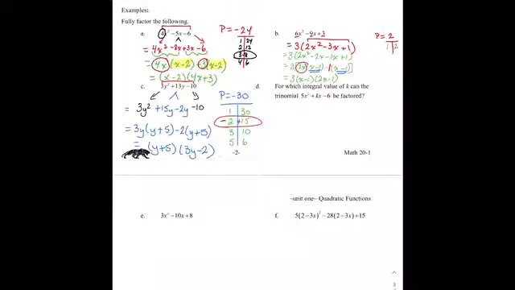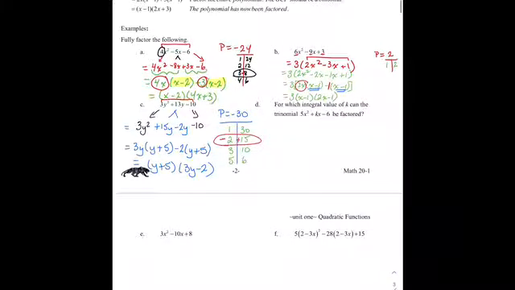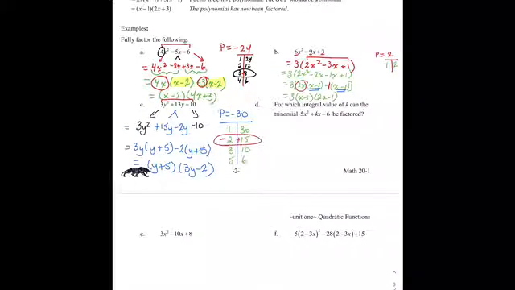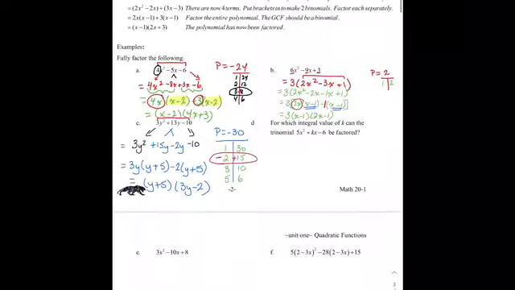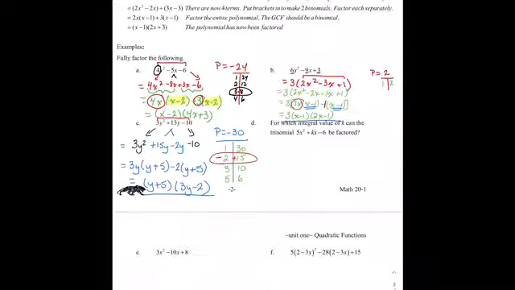Okay, hopefully you had a chance to try question B and question C. Question B here, we end up with a 3x minus 1 times 2x minus 1, and question C, we end up with an y plus 5 times 3y minus 2.